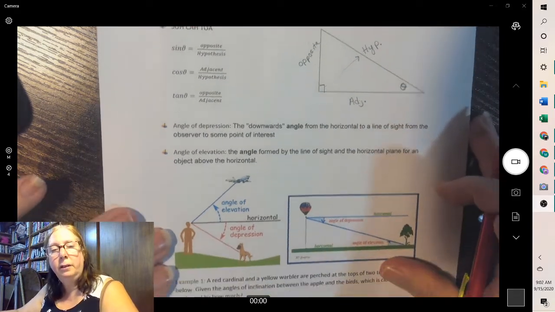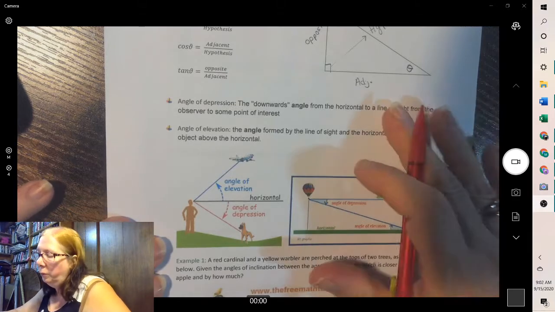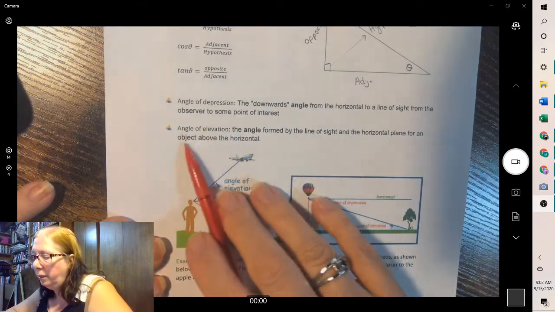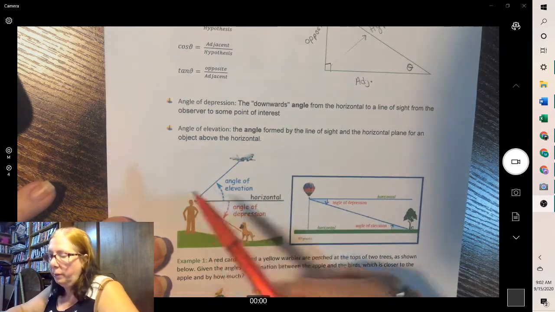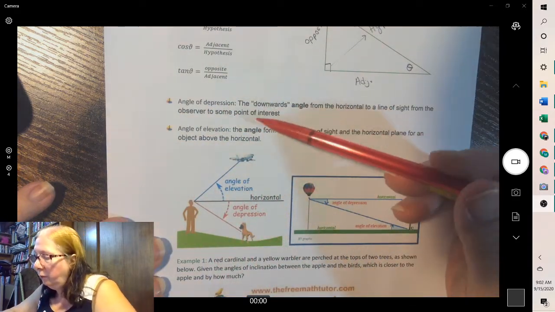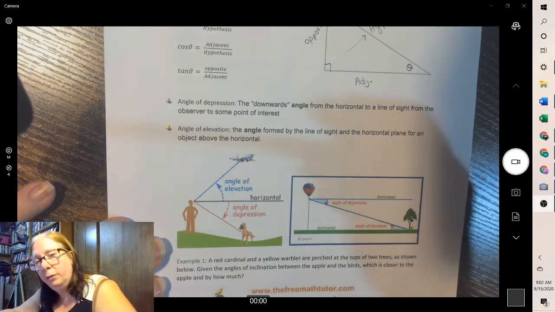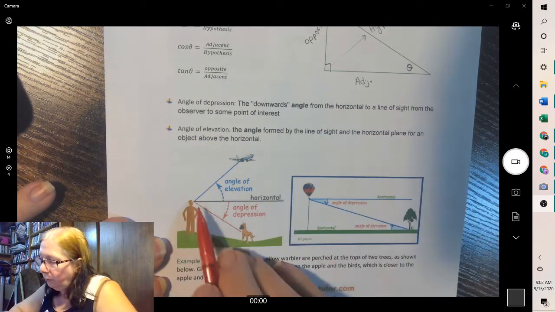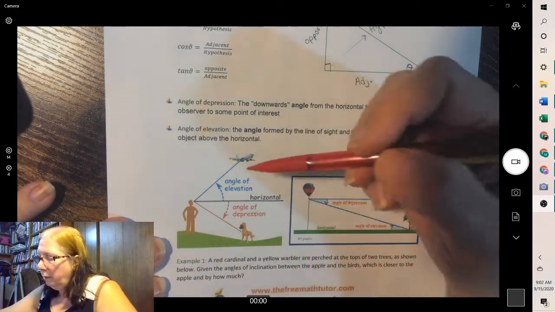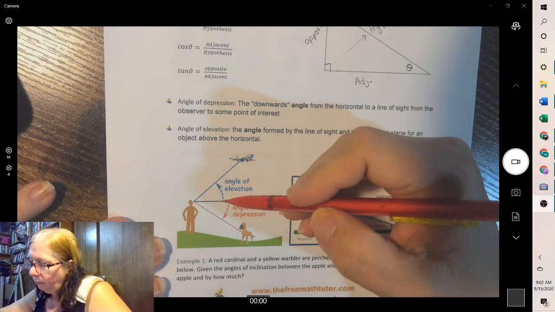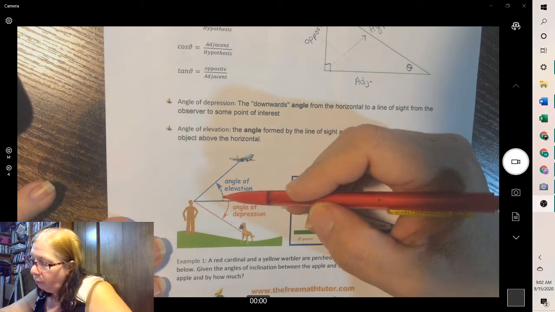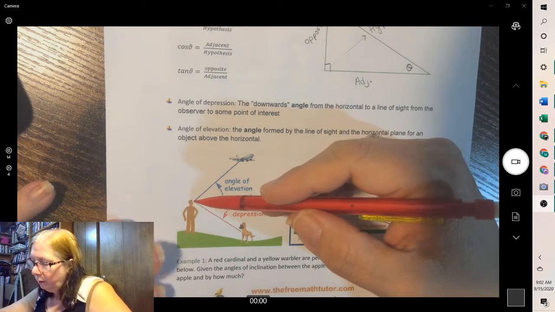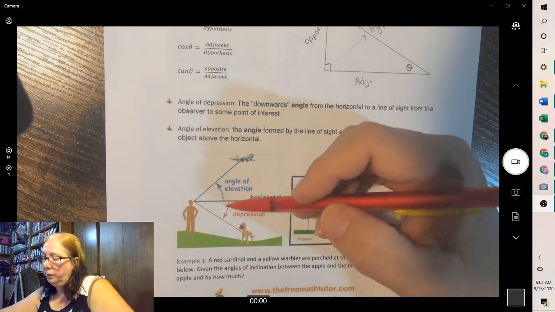The other thing that comes up on a lot of the problems with these is angle of depression and angle of elevation. Angle of depression goes down, it depresses. And angle of elevation, it goes up. So if we look at this horizontal, and it's always from the horizontal, the angle of elevation from where this guy's standing, his view, would go up. The angle of depression for his view would go down.